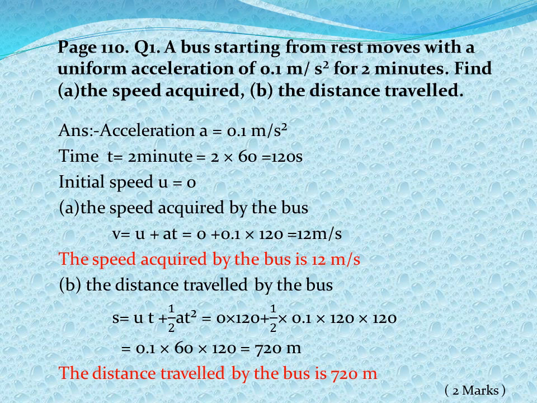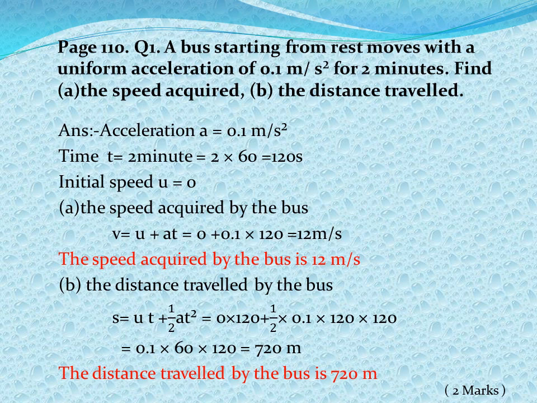Page number 110, question number 1. A bus starting from rest moves with a uniform acceleration of 0.1 meter per second squared for 2 minutes. Find A, the speed acquired, B, the distance travelled. Answer: acceleration a equals 0.1 meter per second squared, time t equals 2 minutes, 2 into 60, 120 seconds, initial speed u equals 0.